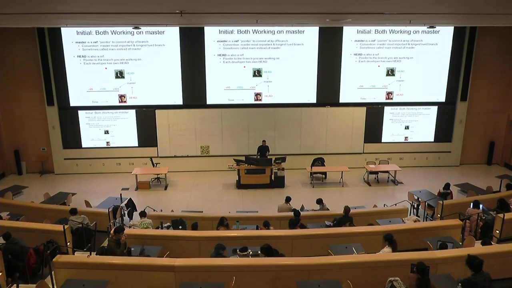And then the other pointer, it's called head. Head is a pointer to the branch that you are working on. So whatever branch you are working on, your local copy, head will be pointing to the commit at the top of that branch. So usually, when you don't do any branching, you are also working on master on your own copy, and head will point to the same commit that master is pointing to, okay? But when each developer has their own branch, head will point to a different commit for each team member, okay? So each developer has their own head.